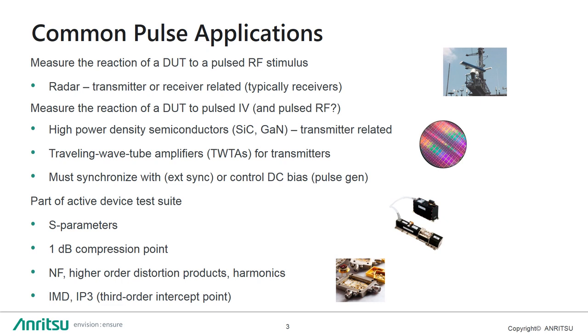Pulse test parameters are typically part of a suite of tests on a device, component or system, which may include S parameters, the 1 dB compression point, noise figure, higher order distortion products, harmonics, IMD, or IP3.